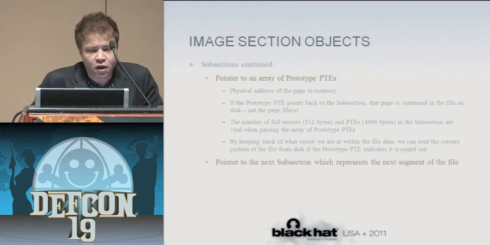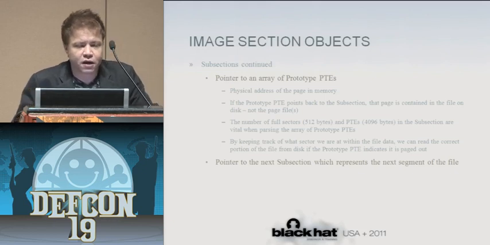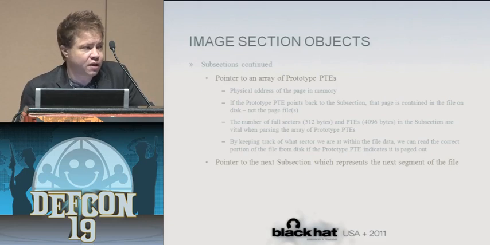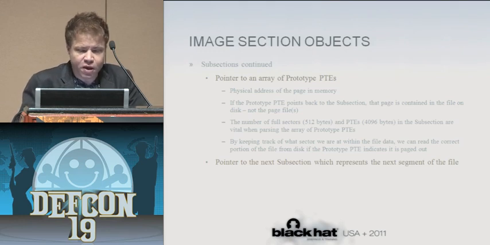So these subsections will contain an array of prototype PTEs. This is the crux of the data that we have to parse in order to get the binary out of memory. So the prototype PTEs contain the physical address of each memory page in physical memory, right? So we'll have a graphic in a moment. It may be a little bit more useful for you, but I'm not sure.